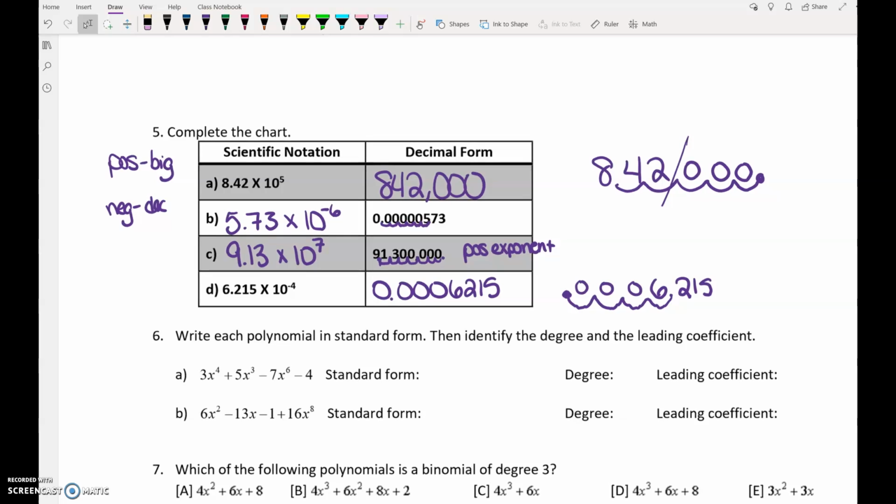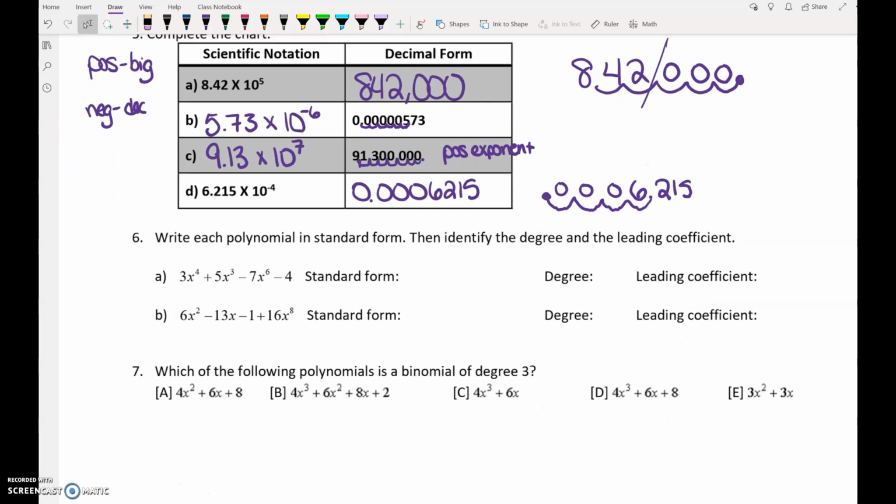The next one I have requested to go through is number 6. Write the polynomial in standard form. Standard form just means put the largest exponent term first and then decrease from there. So this first one, negative 7x to the 6th, is my largest exponent term. My next largest is x to the fourth, so plus 3x to the fourth, and then plus 5x to the third, and then finally minus 4.